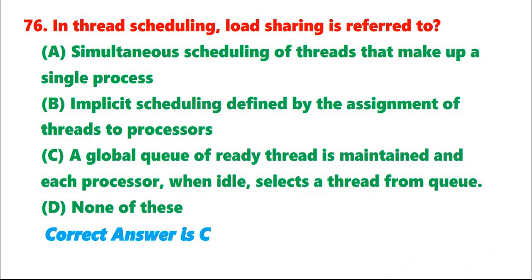76. In thread scheduling, load sharing is referred to: A. Simultaneous scheduling of threads that make up a single process, B. Implicit scheduling defined by the assignment of threads to processors, C. A global queue of ready threads is maintained and each processor, when idle, selects a thread from the queue, D. None of these. Correct answer is C.